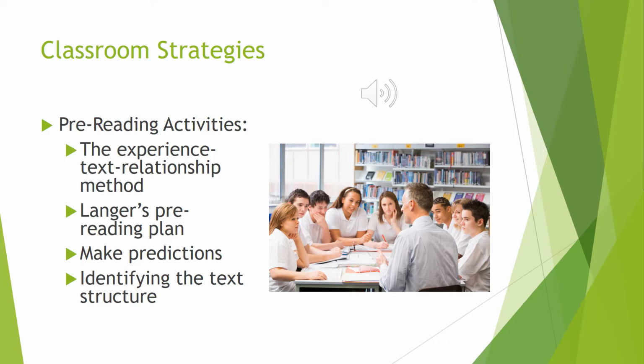Langer's pre-reading plan is a 3-step assessment which, like the Experience Text Relationship Method, uses discussion to help define terminology and clear up potential misunderstandings. This strategy begins with the teacher introducing the class to a key word, concept, or picture and asking students to share their initial understanding of it. The teacher then asks questions like, "What made you think of that?" to help students become aware of the associations they're making. Finally, students can discuss how their associations with a subject may have changed during the discussion.